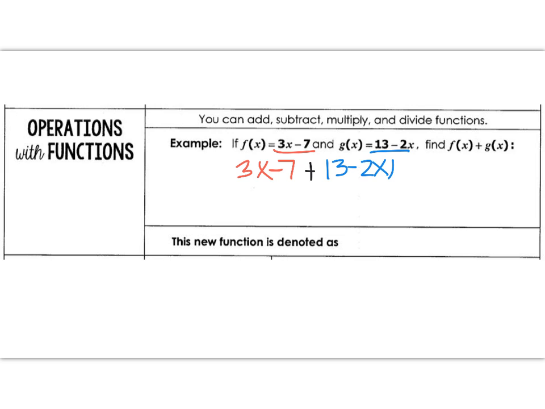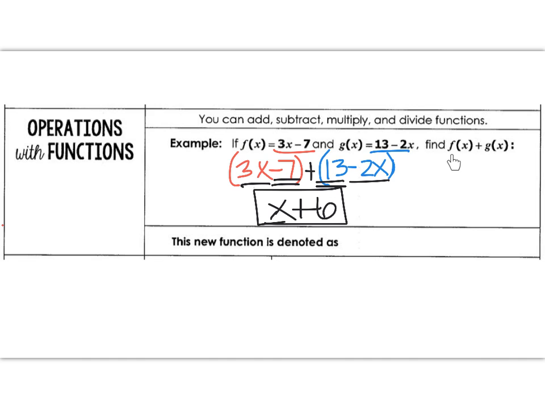And you can put these in parentheses so that you know you're substituting those values in. So we substituted 3x minus 7 in for f of x. We substituted 13 minus 2x in for g of x. Now we're adding these functions together. And then all we do now is it's simply just algebra and we combine like terms. So combine the x's together, 3x minus 2x gives us x. Negative 7 plus 13 is going to give us positive 6. So our final answer is just x plus 6.